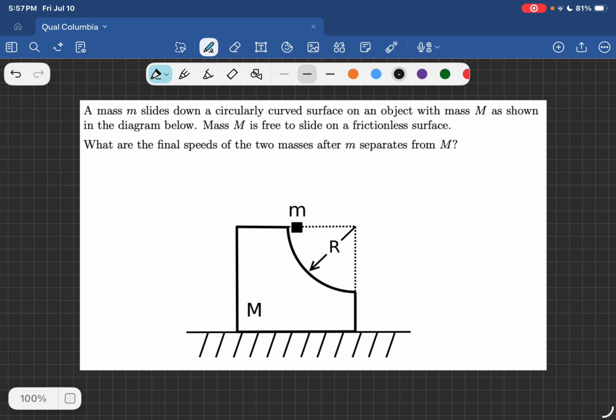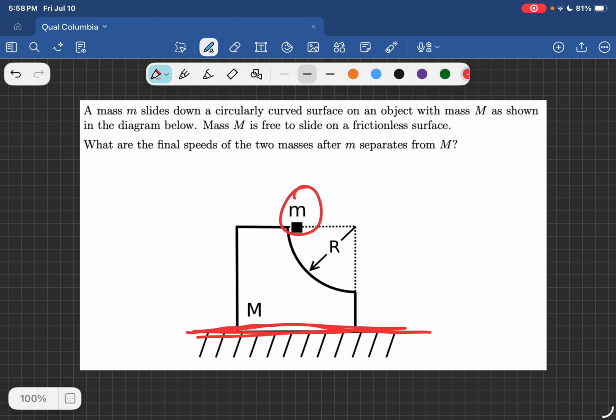A mass m, so this mass, let me use red. So a mass m, lowercase m, slides down a circularly curved surface on an object with mass capital M, as shown in the diagram below. Mass capital M is free to slide on a frictionless surface. So this surface that I'm pointing at right now with my marker with red color is frictionless. What are the final speeds of the two masses after lowercase m separates from uppercase M?